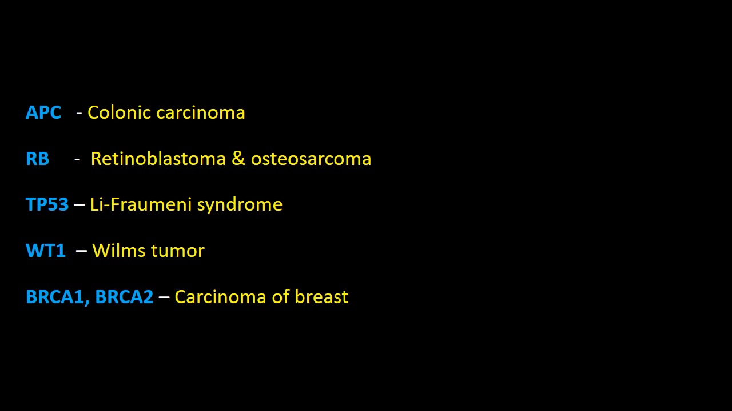The best examples of tumor suppressor genes are the APC gene, which is mutated in colonic adenocarcinoma. The RB gene and TP53 gene you will be hearing throughout your general pathology. These two genes are very important tumor suppressor genes. The RB gene, also called the retinoblastoma gene, is mutated in retinoblastoma and osteosarcoma. TP53 is mutated in Li-Fraumeni syndrome. The WT1 gene is also called Wilms tumor gene 1, so as the name says, it is mutated in Wilms tumor. And we have the BRCA1 and BRCA2 genes, which are mutated in carcinoma breast. So these are all tumor suppressor genes which, when mutated, lead to carcinomas.